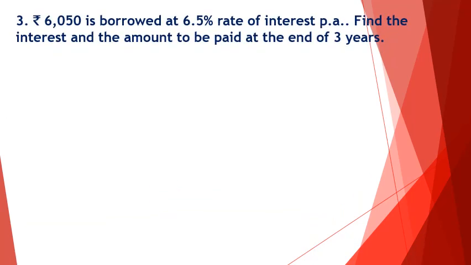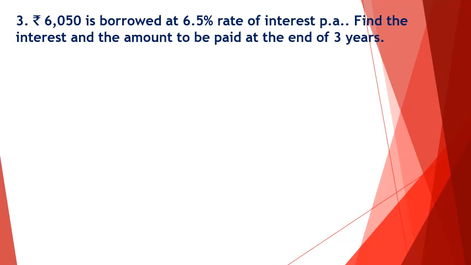Now we move to the third. Next, question number 3. Rupees 6,050 is borrowed at 6.5% rate of interest per annum. Find the interest and the amount to be paid at the end of 3 years.